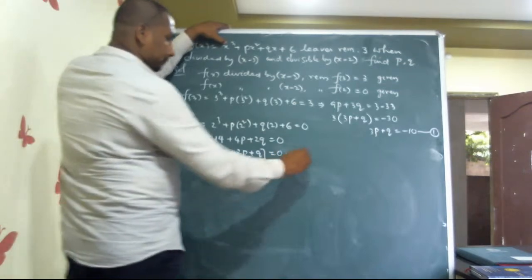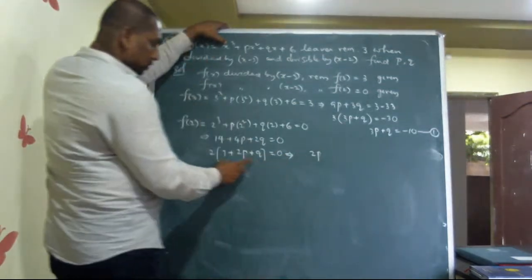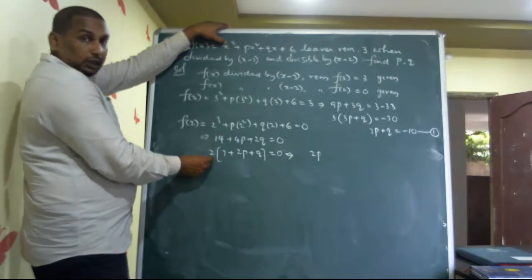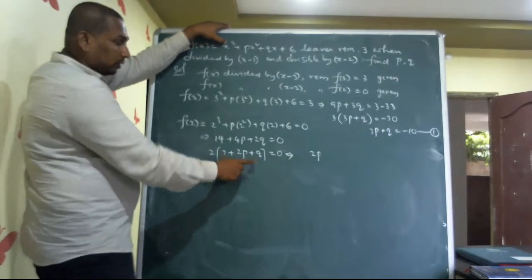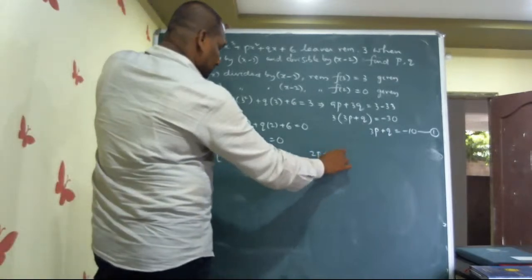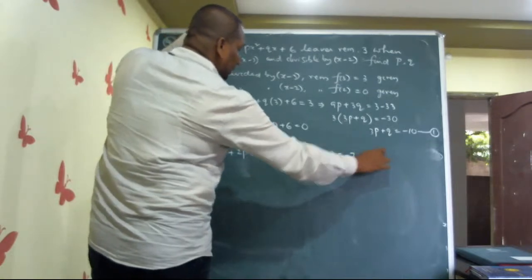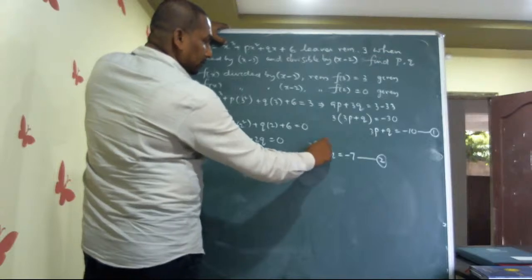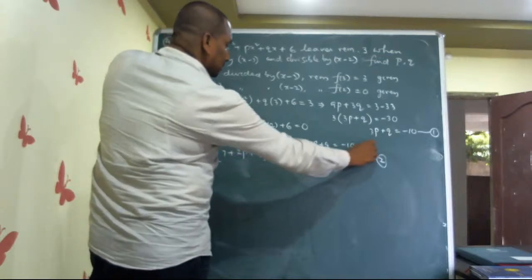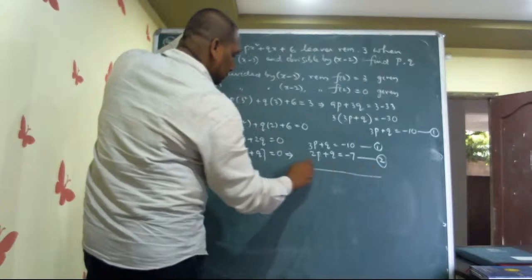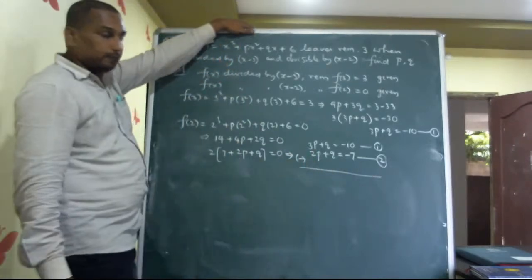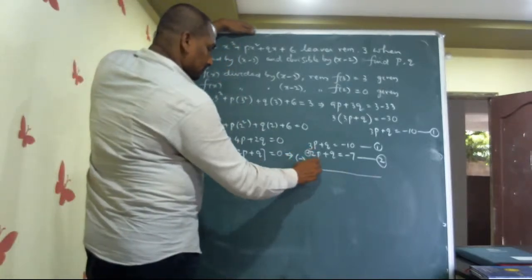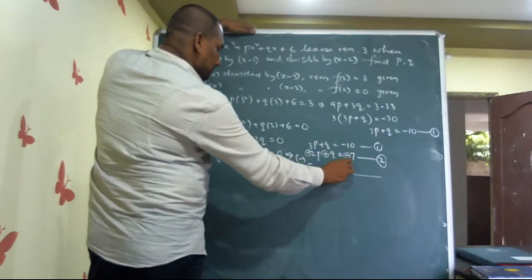That implies the product of these two is 0, and 2 is not equal to 0, so the bracket should be 0. So 2p plus q is equal to minus 7. Let it be the second equation. Okay, 3p plus q is equal to minus 10. This is the first equation. Now subtraction takes place. Plus becomes minus, plus becomes minus, minus becomes plus.